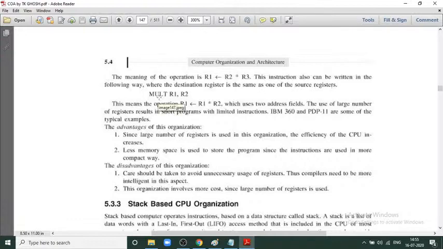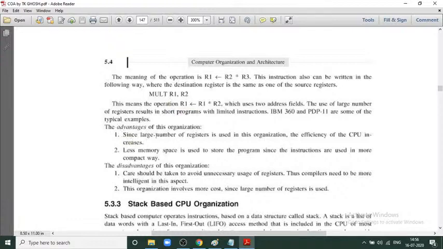This instruction also can be written in the following way, where the destination register is the same as one of the source registers. So MULT R1, R2. Suppose R2 contains 3 and R1 contains 2. So what we do, we perform R1 into R2, so 2 into 3, that is 6. So we can store 6 in the R1 register. So R1 is basically my source, and R1 is also my destination as well. This type of instruction is known as a 2 address instruction. This type of instruction uses a large number of registers, resulting in short programs with limited instructions. IBM 360 and PDP-11 computers are typical examples where this CPU organization can be observed.